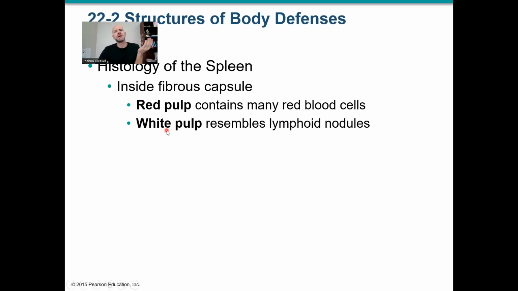The white pulp resembles lymphoid nodules, like a lymph node or the tonsils. Okay, so the white pulp is where you're doing antigen presentation and lymphatic function. The red pulp is where we're doing kind of blood cell processing.